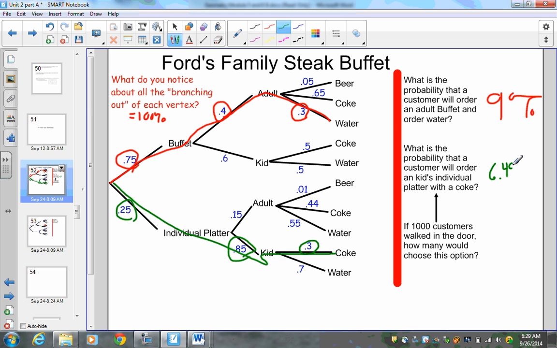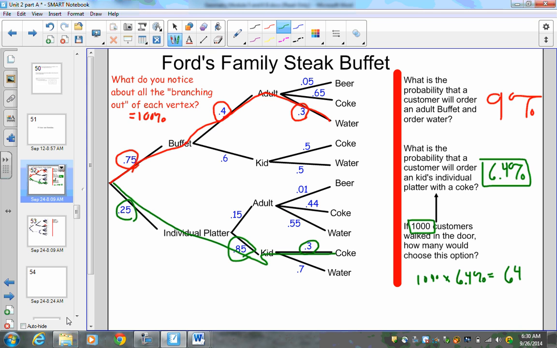6.4%. Now, the last question I want to bring to your attention is this one here. If 1,000 customers walk through the door, how many would choose this option? Well, you've already determined that it's going to be 6.4%. So all your hard work is done. Now what you have to do is apply it to the 1,000, which means multiplying it. So I'm going to say 1,000 times 6.4%. How many people of the 1,000 would actually choose this option? And if you did it correctly, you'd get 64 people.